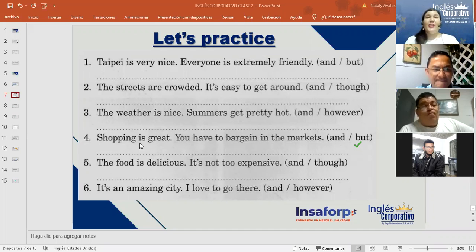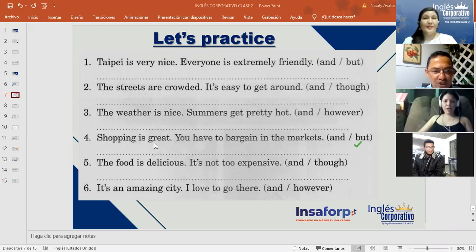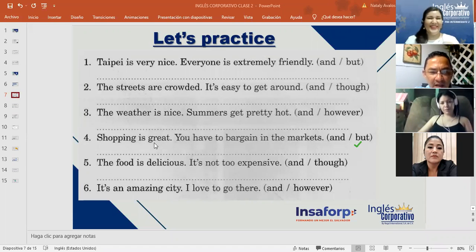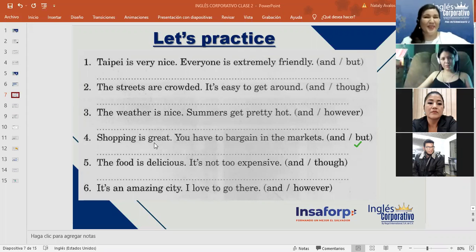And it says, shopping is great, but you have to bargain in the markets. Everybody? Shopping is great, but you have to bargain in the markets. Very good. Bargain in the market. The next one. The food is delicious. It's not too expensive. And or though?